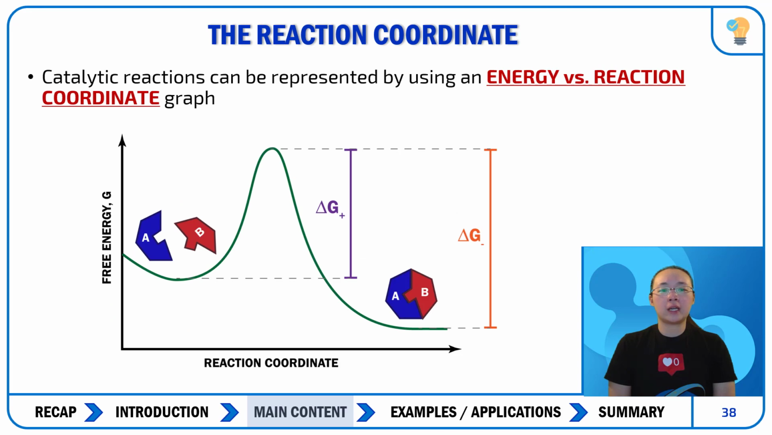Next, we want to take a look at the reaction coordinate. Catalytic reactions can be represented by using an energy versus reaction coordinate graph. So something like this. Here, for the forward reaction, I have to supply a delta G plus. That means I need to supply an activation energy of this in order for it to proceed to form the product. For the backward reaction, I need to surpass a much greater activation barrier. So it's delta G negative, that's the activation energy needed to go backwards.